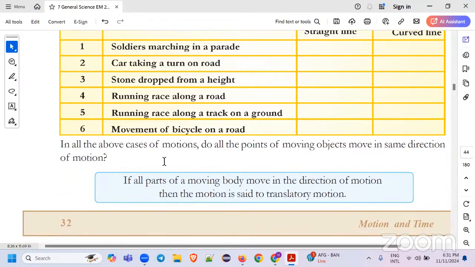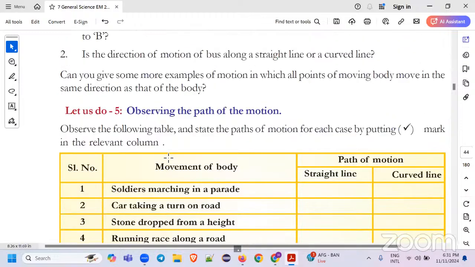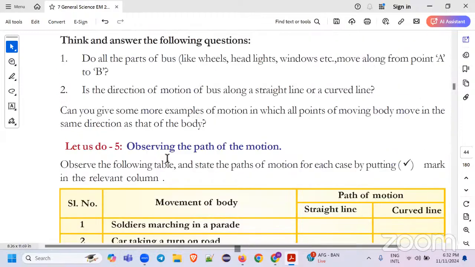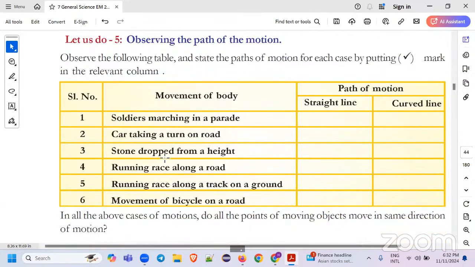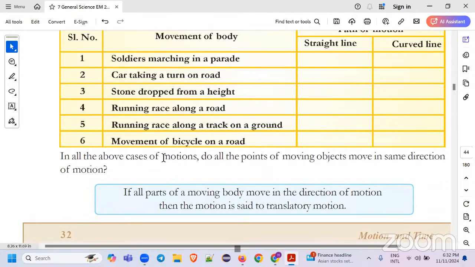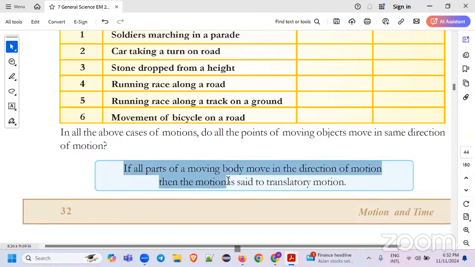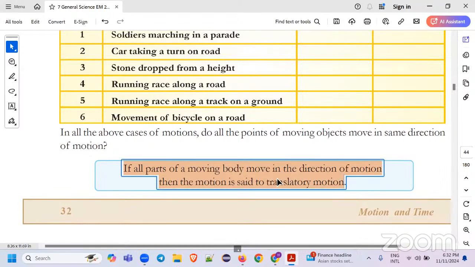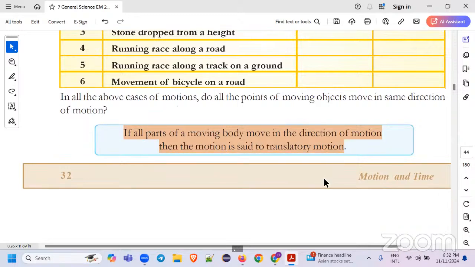Here we are trying to classify different types of motion. But what is translatory motion? That we are trying to understand. If all parts of a moving body move in the direction of motion, then the motion is said to be translatory motion.